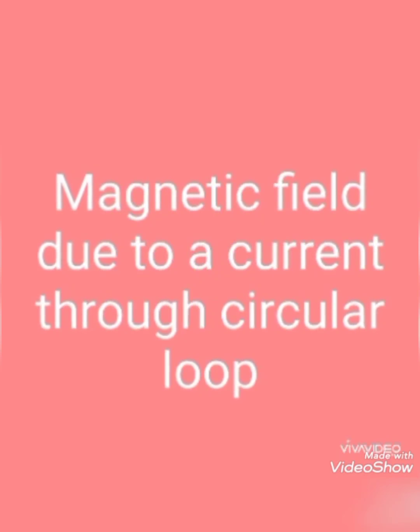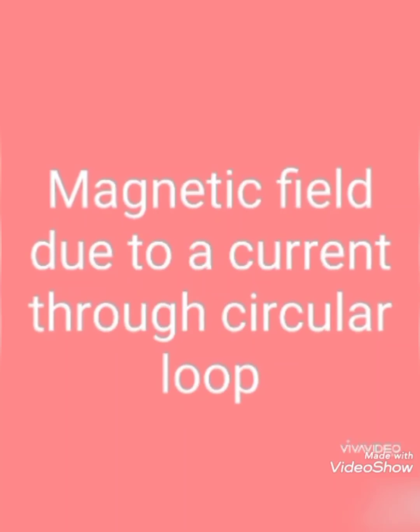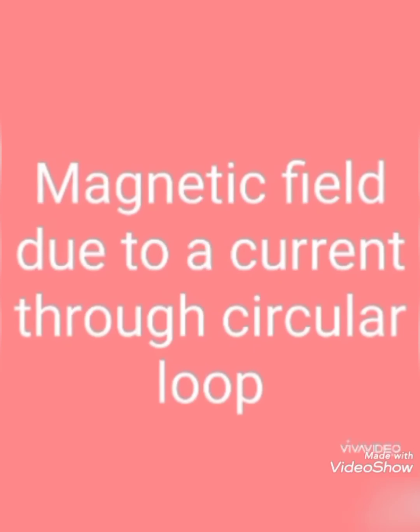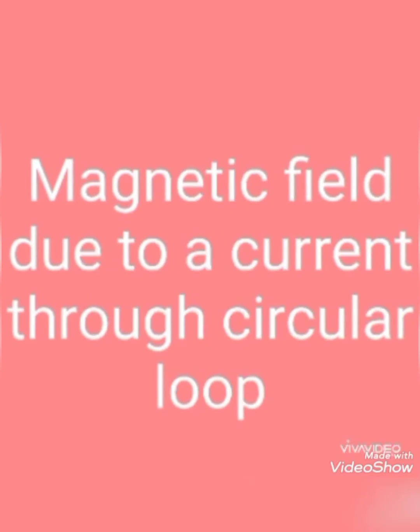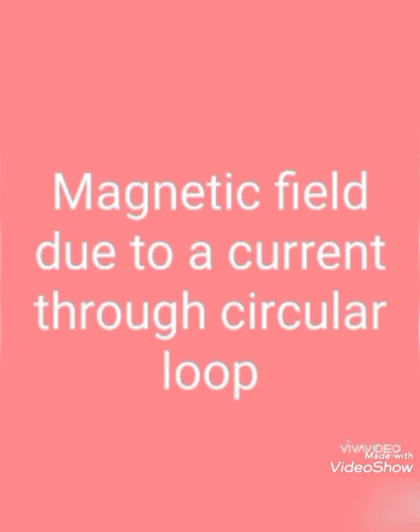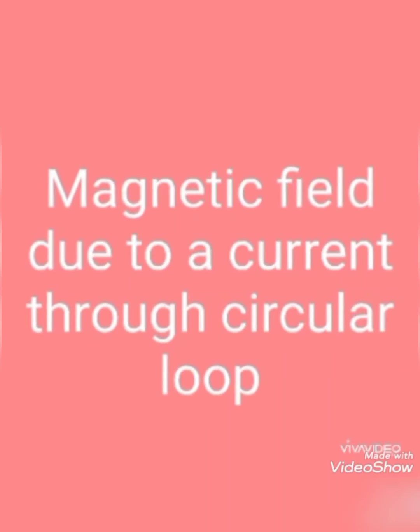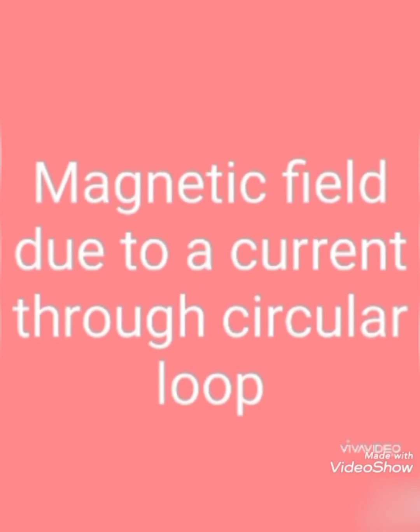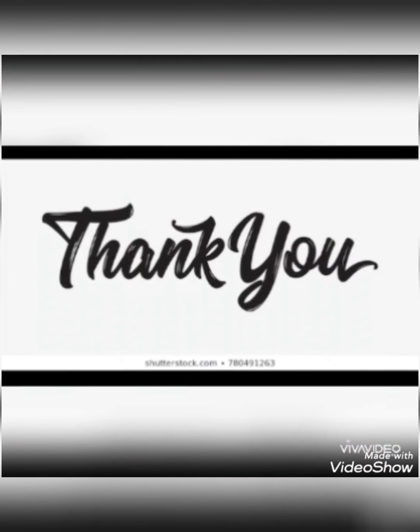That's all about the magnetic field due to a current through a circular loop. In this class, we discussed the magnetic field due to a current carrying straight wire and the current carrying circular loop. In the next class, we will discuss the solenoid, the magnetic field due to a current carrying solenoid.